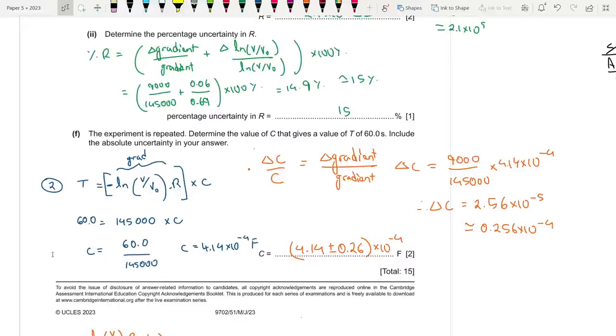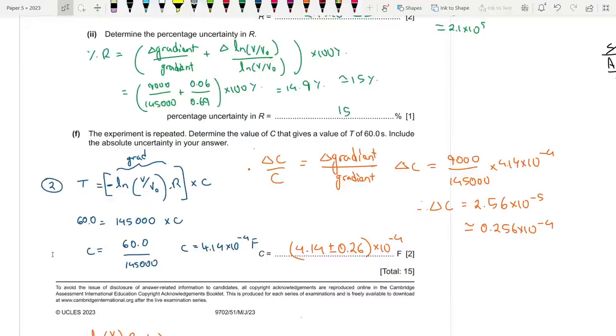And t should be 60. So C is actually 60 by 145k, which is 4.14 times 10 to the power minus 4 for me. I opted for a 3SF answer. They want us to include the absolute uncertainty for C, and it only depends on the gradient, right? And t has no uncertainty, so del C by C equals del gradient by gradient, and del C is equal to 9k by 145k times your calculator answer, which gives me a value of 2.56 times 10 to the power minus 5. I adjusted it according to the power, so that's 0.256 times 10 to the power minus 4 farads. So that's 4.14 plus or minus 0.26 times 10 to the power minus 4.